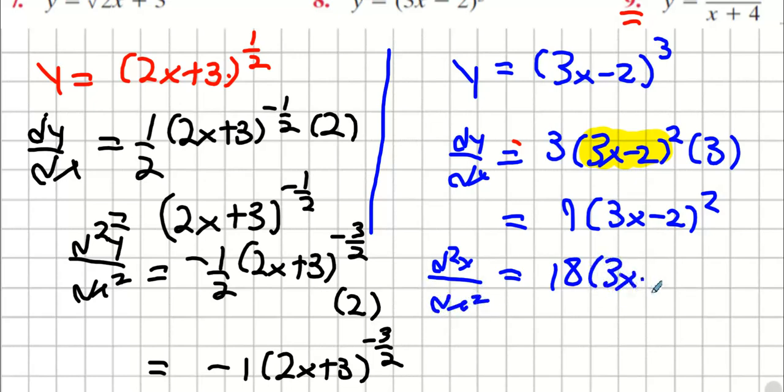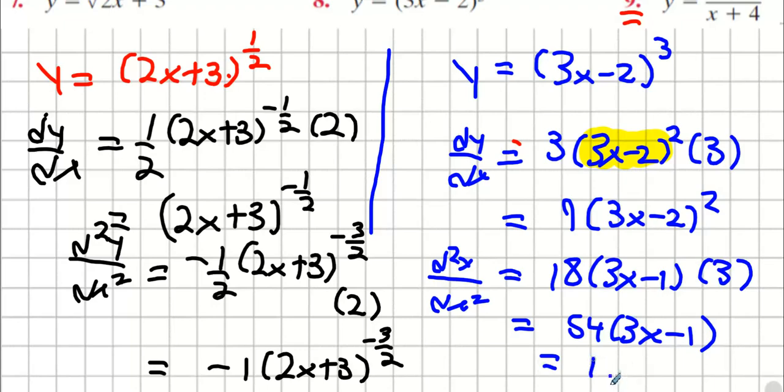And then take 1 away from the power, which leaves it just to the power of 1. And then what happens here? Differentiate that again, and you get 3. And you technically get 54 times (3x minus 1). And if you wanted to multiply that out, what is it? 162x take away 54. So minus 2, which makes that 162x take away 108. Thanks for spotting that.